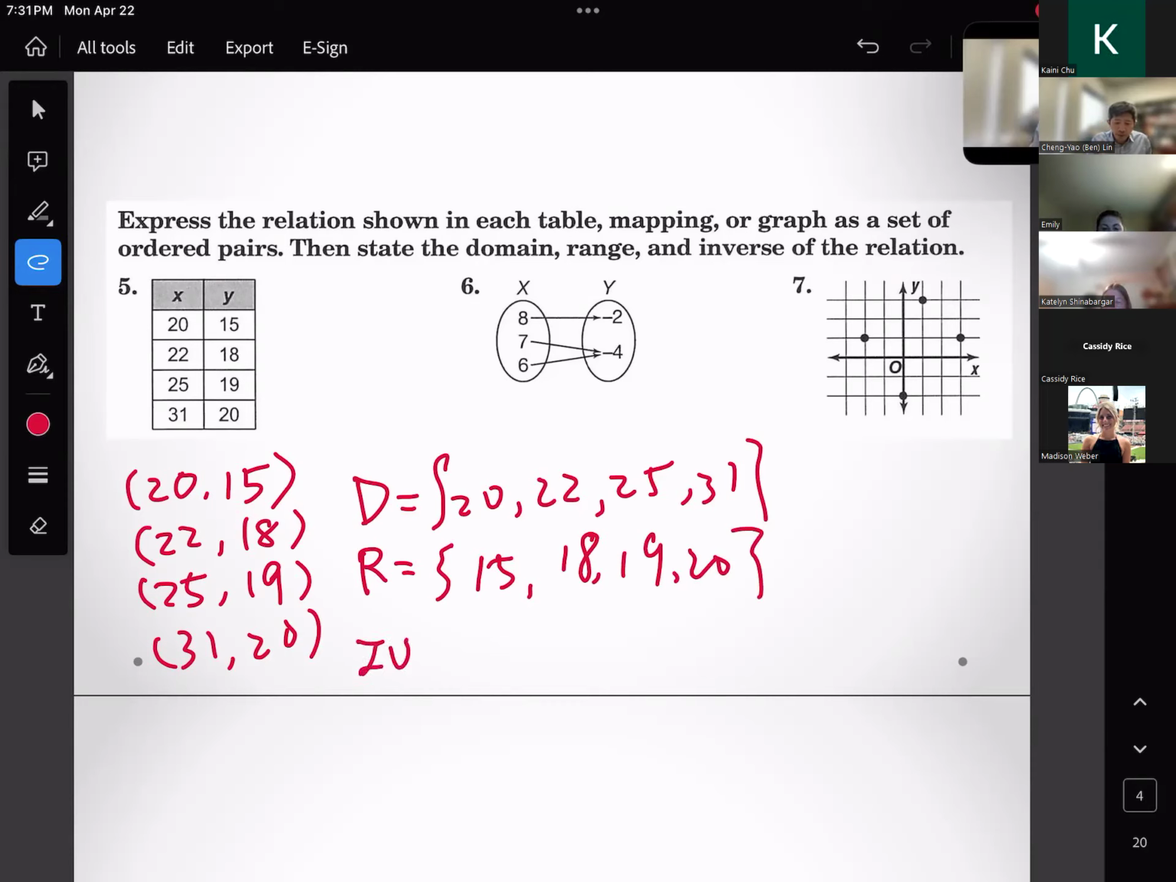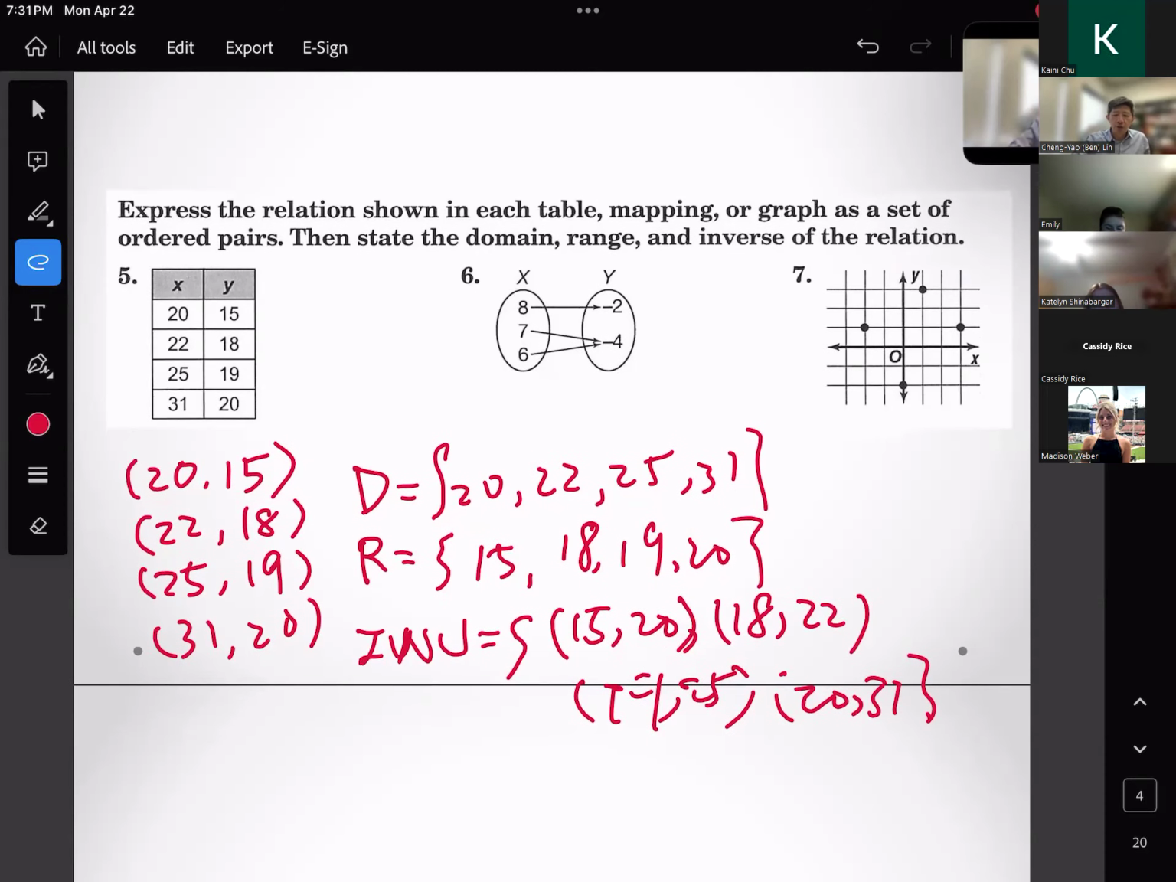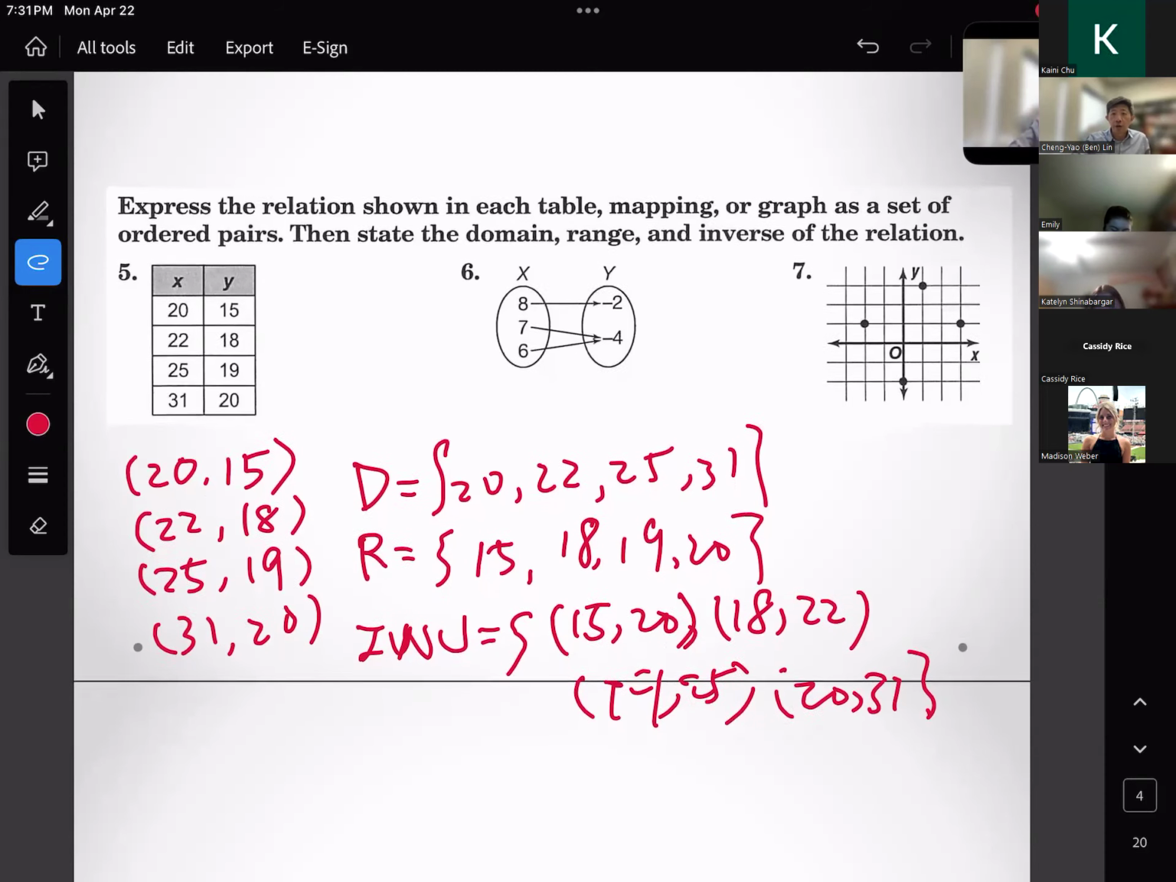Then the inverse: 15 and 20, then 18 and 22, then 19 and 25, then 20 and 31, okay? And I want to leave number 5, number 6, and number 7, because we will come back to this. And I will have you determine whether this is a function or not a function, okay?